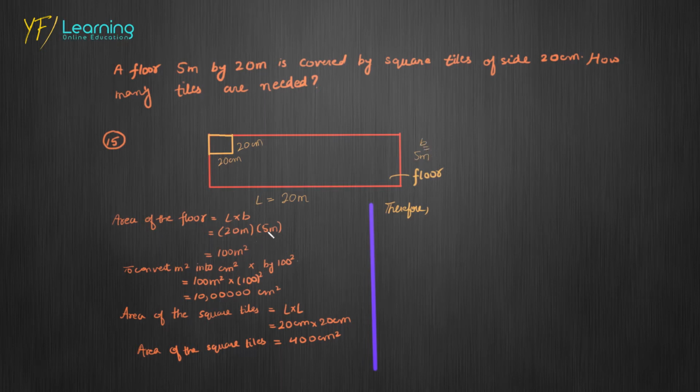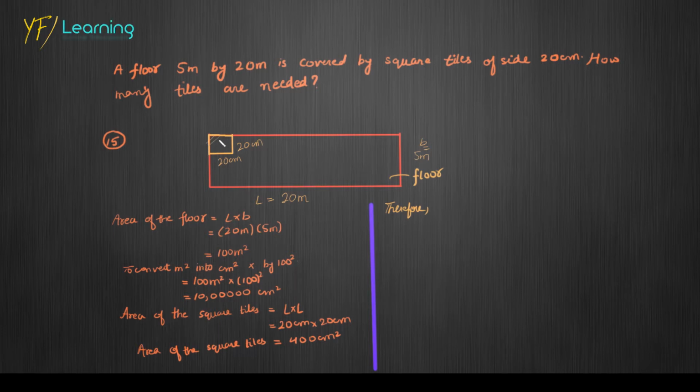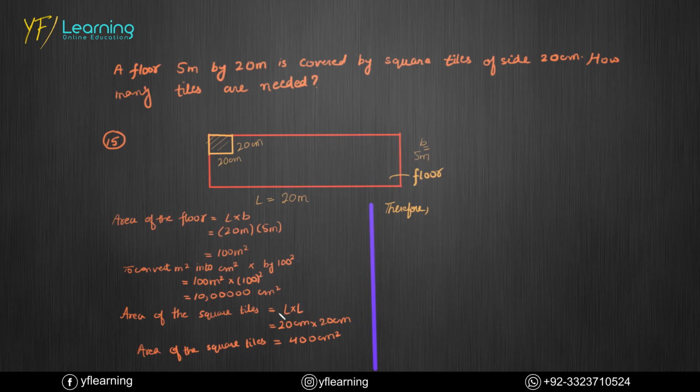Okay, so how to calculate the area of the floor, because this is a rectangle. The area of the floor is length times breadth. Length is 20 meter and breadth is 5 meter. 20 meter times 5 meter is 100 meter square. If you convert meter square into centimeter square, you have to multiply 100 meter square by 100 square. So 100 meter square multiplied by 100 square is 10 lakh centimeter square.